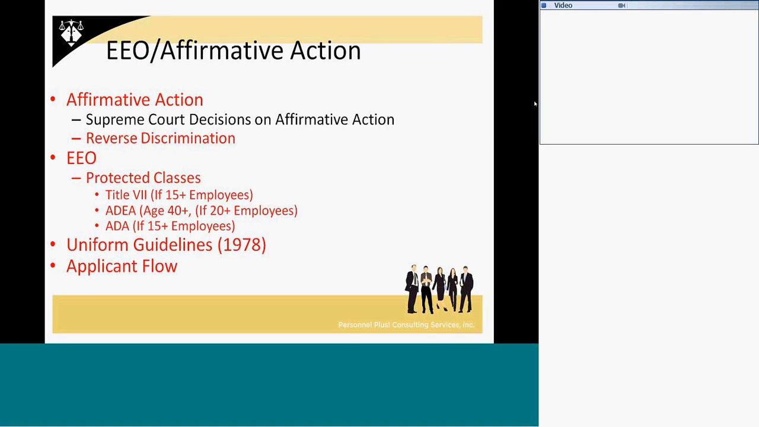Under EEO laws, which is Title VII of the Civil Rights Act, you have a variety of protected classes. Again, sex, color, national origin, and religion are covered under Title VII. Age is protected under the ADEA. The ADA, Americans with Disabilities Act, protects people with disabilities. Also, the Pregnancy Discrimination Act and a couple of others.